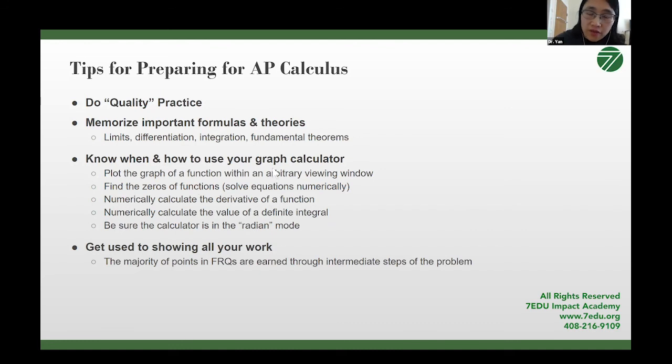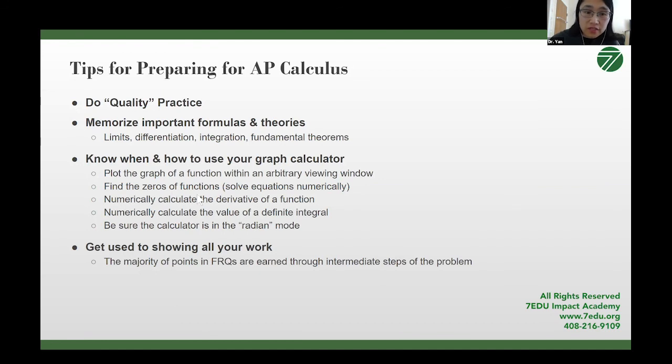Okay, and your graphing calculator is your best friend during the test, because in addition to your pencil and eraser, you can only bring your graphing calculator, right? But you do need to know when and how to use it. I don't want you to overly rely on your calculator, because for simple calculations you really don't need it. But for certain things, you do. You have to practice how to graph a function with an arbitrary viewing window. I've seen students who have trouble graphing a function, but you definitely need that in the test.